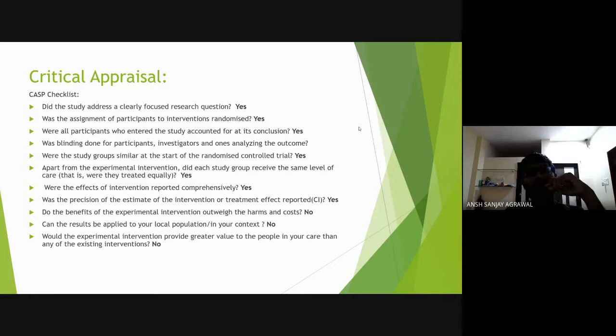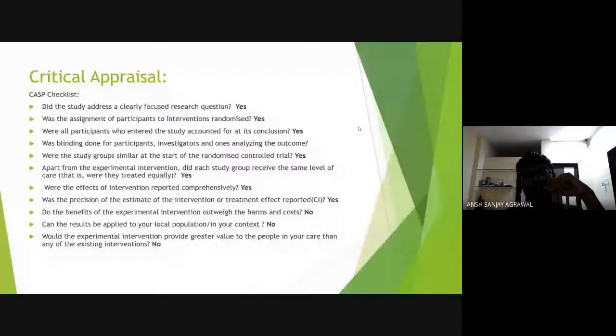Were the study groups similar at the start of the RCT? Yes, as I illustrated, the characteristics were quite similar, so that was definitely there. Were the groups treated equally? Yes, definitely, because a standardized protocol was there for both participant groups. They were given the hepatitis B immunoglobulin, and the vaccination schedule was the same for both of them.